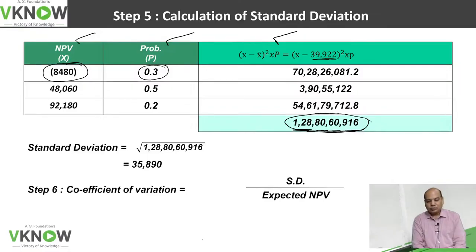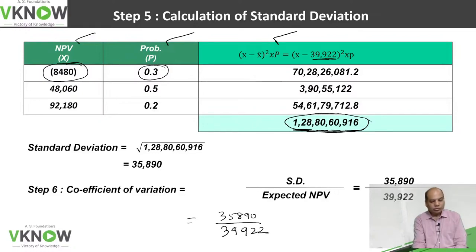What is the answer now? Standard deviation is 35890 and expected NPV is 39922. So what is the answer, please? Is the answer 0.90?